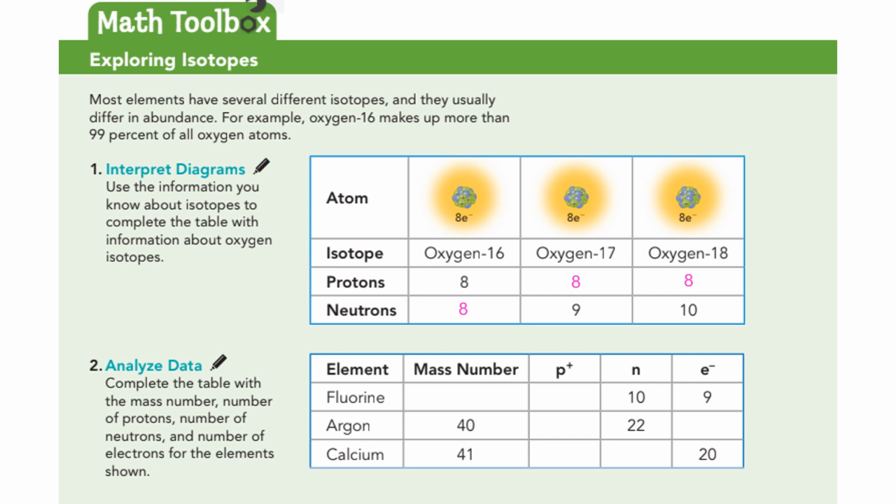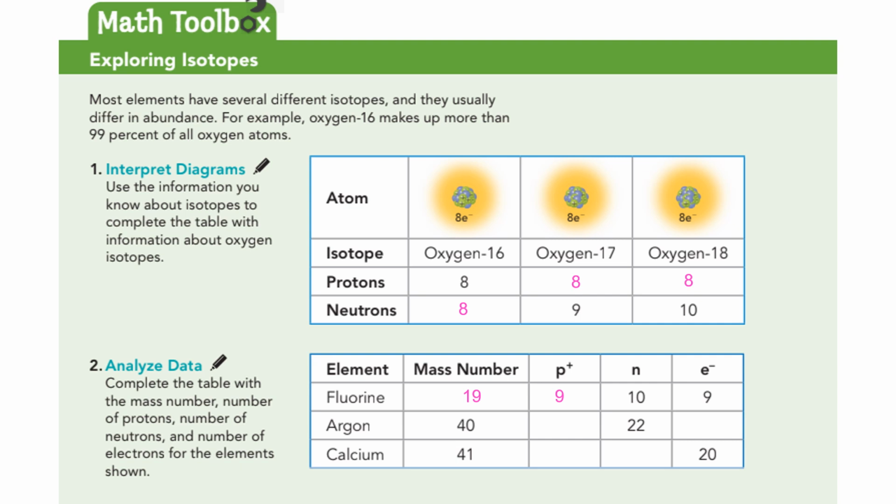All right, so for the second part, we need to complete the table with the mass number, number of protons, number of neutrons, and number of electrons for the elements shown. So we have fluorine, and we know the mass number for fluorine is going to be 19. The reason that we come up with this is because there are 9 electrons. If there are 9 electrons, we know there are 9 protons. And 9 plus 10 equals 19.